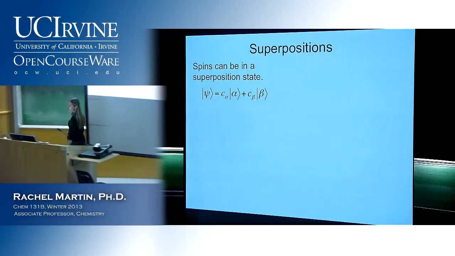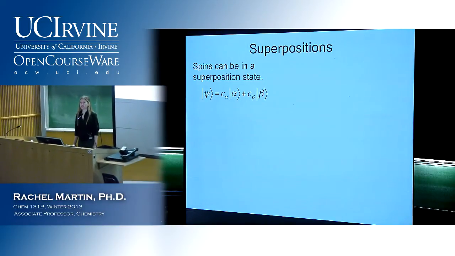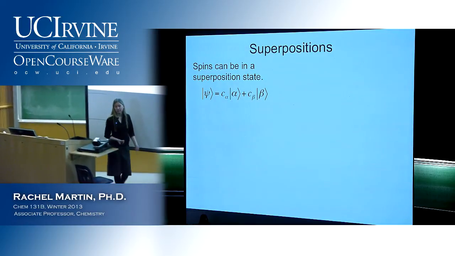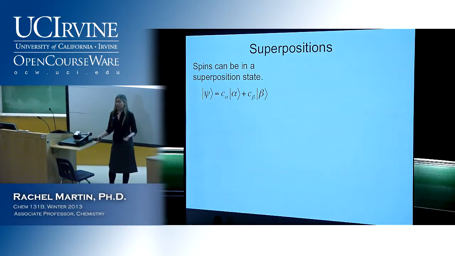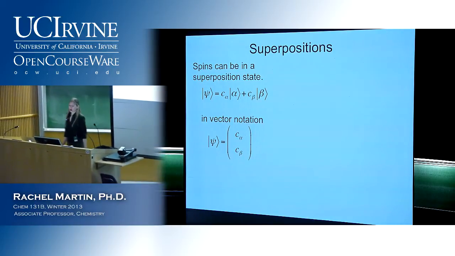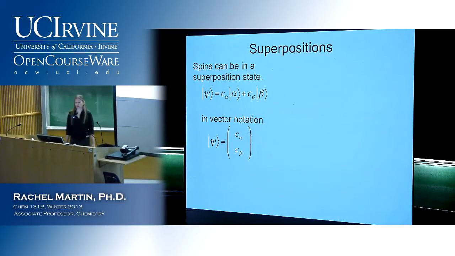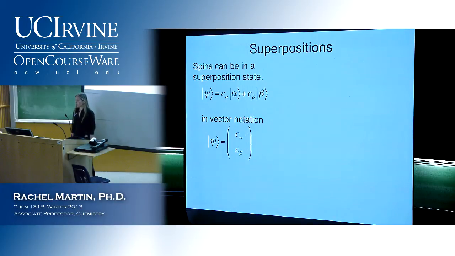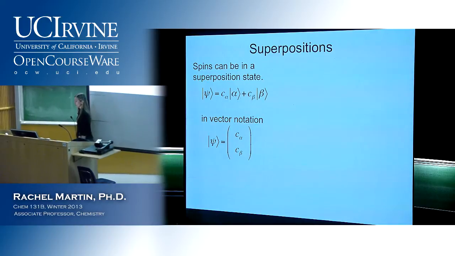OK, so you can have a wave function for your spin. And again, it's a funny wave function. It's not a function in the sense that we're used to looking at. It's a probability mass on either alpha or beta or some combination of the two. So our spin state can have a superposition where we have some amounts of alpha and beta. How much is described by these constants. And we can write that down as a vector.